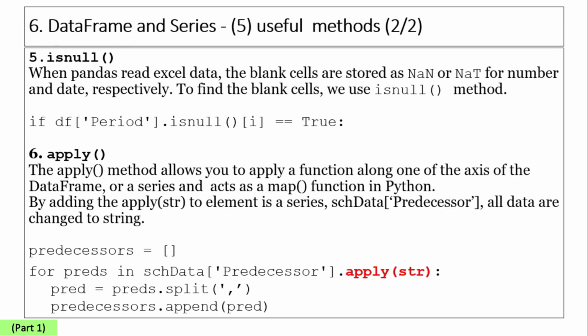The apply method allows you to apply a function along one of the axes of the data frame or a series and acts as a map function in Python. As discussed earlier, blank cells of the worksheet are evaluated to NaN or NaT, which are of float type when other cells are of string type. By adding the apply str to elements in a series or a data frame, the NaN of float type is changed to string type.